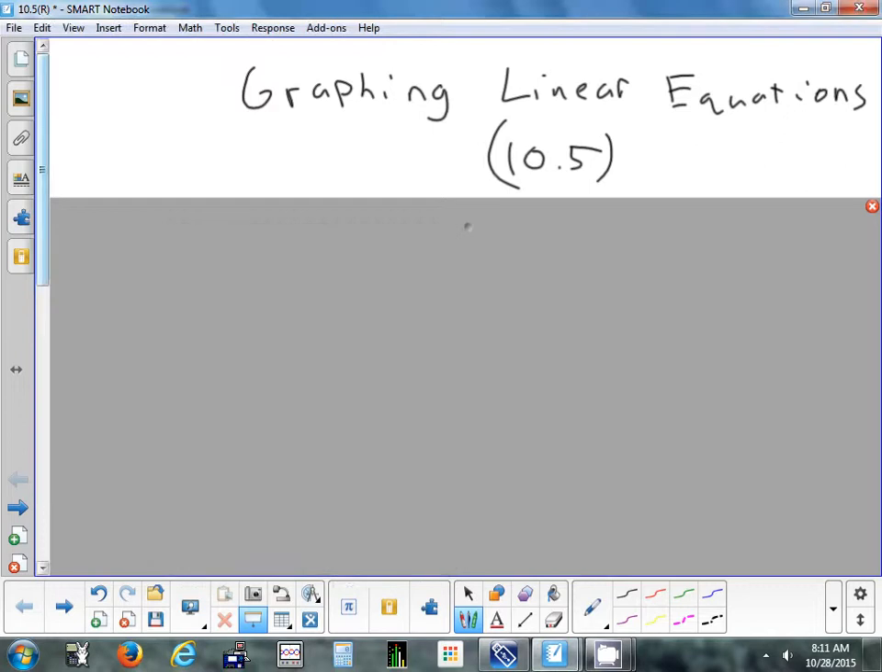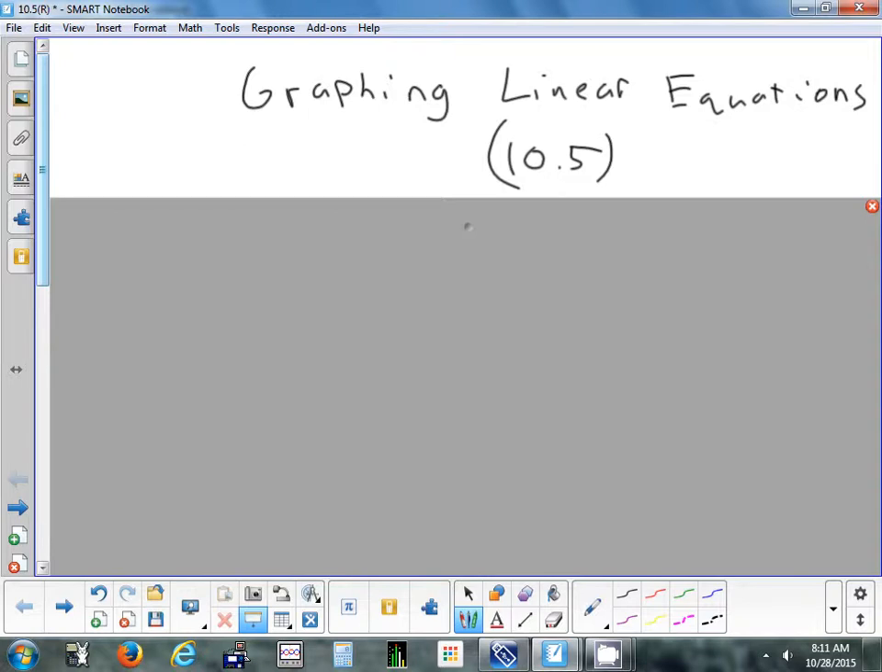So this week, we're going to finish up with 10.5, which is on graphing. All right, so we've done graphing points. Basically, in this section, we're going to do the same thing. We're going to graph points, but we're just going to connect them. We're just going to draw a line through the points, and that's it.